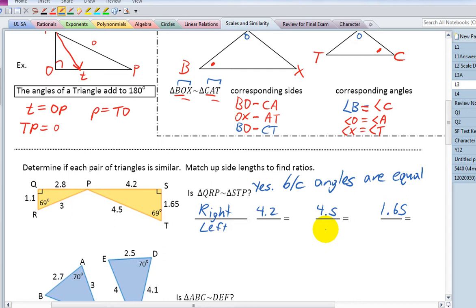So, which one's the smallest side on the left triangle? 1.1. Where do you think it should go under? Yeah, exactly. So you should match them up that way. Largest side? 3. Where should that go? Yep. And smallest? Sorry, middle? 2.8. Okay. So on your calculator, please divide these and see what you get.